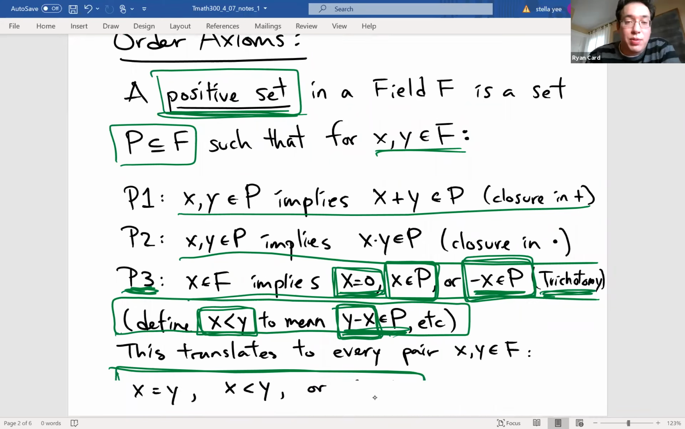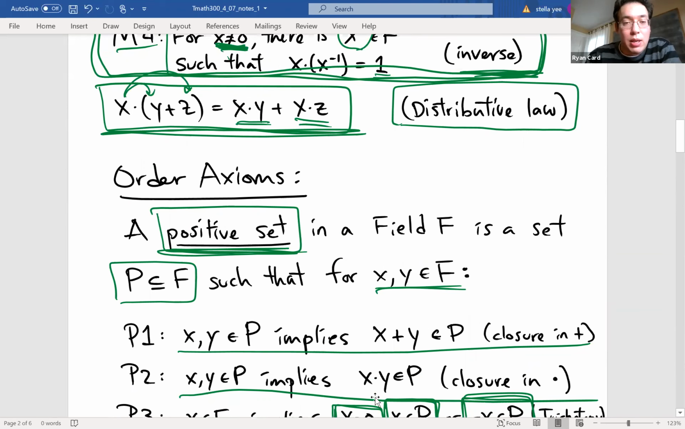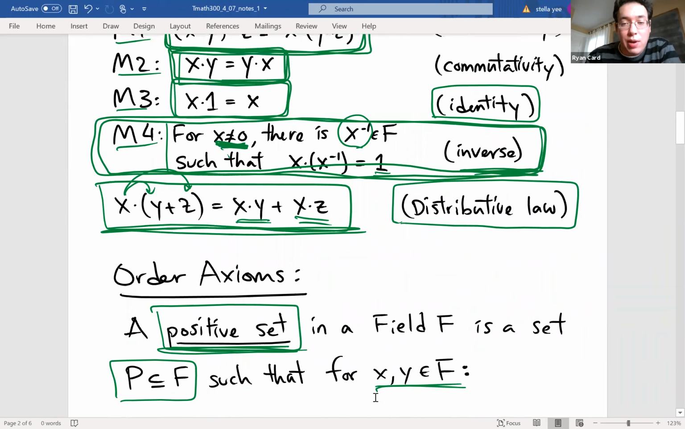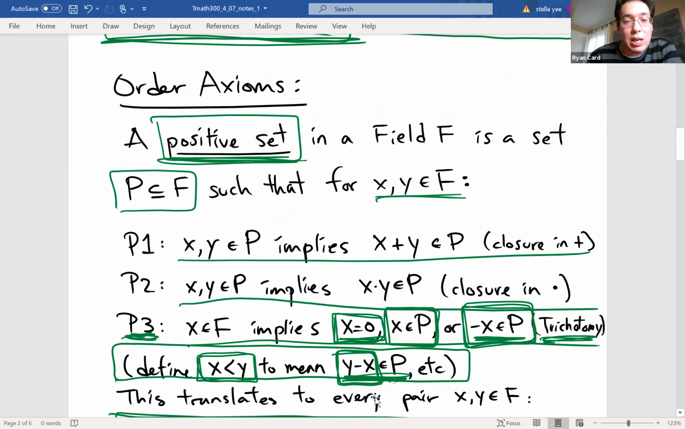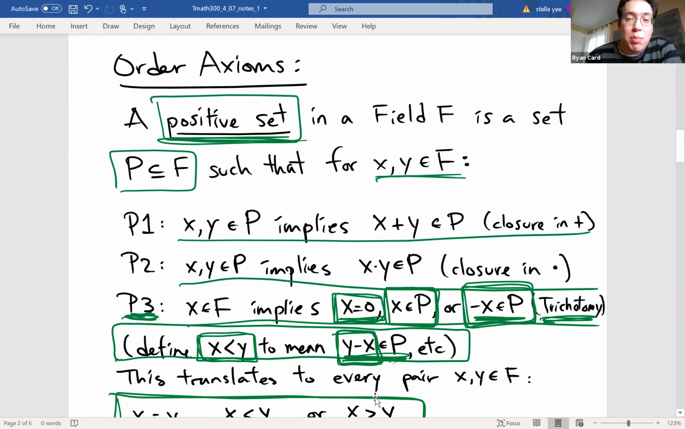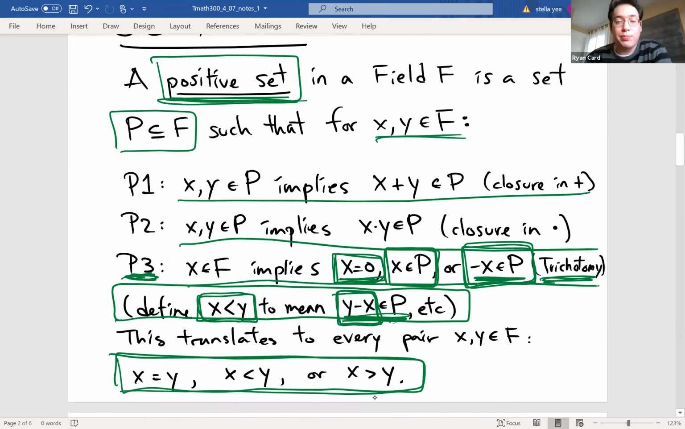You don't have to know this for this class, but if you happen to know what complex numbers are, complex numbers satisfy all of the field axioms, but they do not satisfy the order axioms. So you cannot talk about positive complex numbers with all 3 of these rules satisfied.